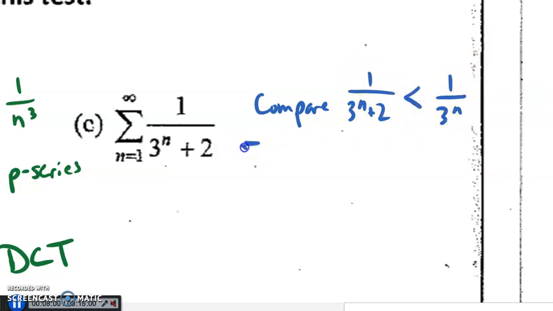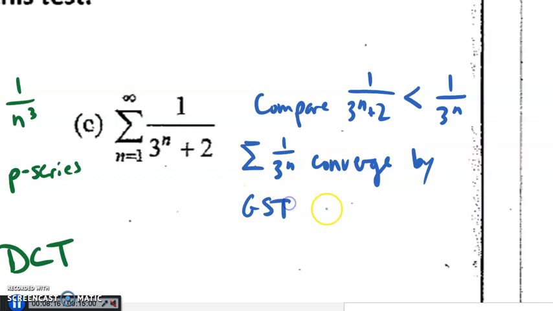All right, so let's consider the easier one. This is 1 over 3 to the n, which converges by, well, we're multiplying by 1/3 each time, right? So that's a geometric series test. So it converges by geometric series test because the absolute value of r, which is equal to 1/3, is less than 1. Yay. All right, so because this converges, then we know that the bigger one converges, which means that the smaller one, of course, has to converge.